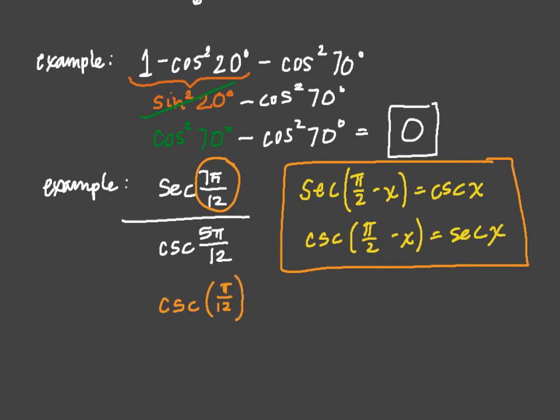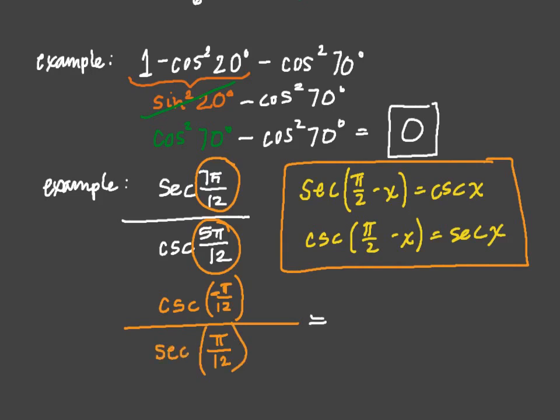Okay, so let's do the same thing that we just did to the denominator. So we're going to do pi over 2 minus, oh, sorry, I forgot my negative up here. Okay, so we're doing pi over 2 minus 5 pi over 12, which gives you positive pi over 12. And we're changing cosecant into secant.